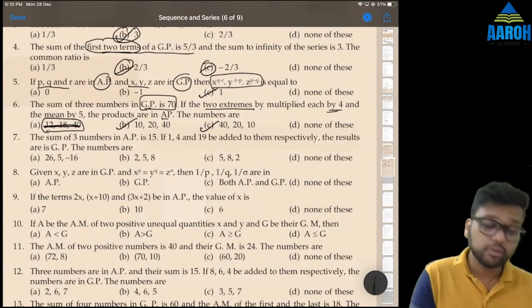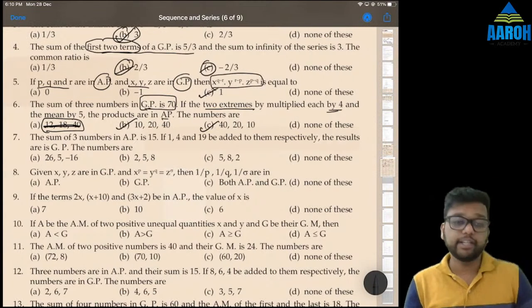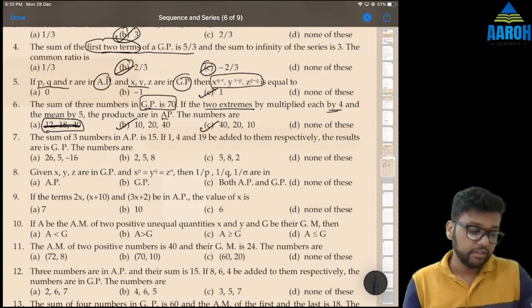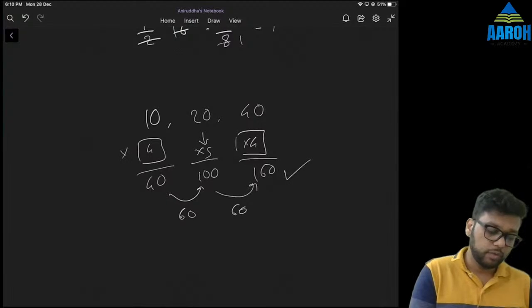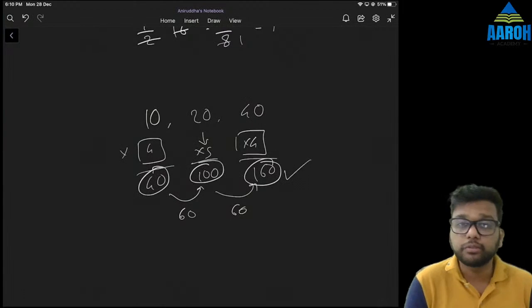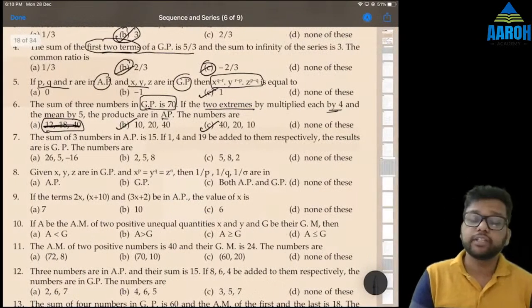But then C is also the correct answer, because 40, 20, 10 are also in geometric progression. And if we multiply this, then it is going to be just opposite, 160, 100 and then 40. So that is also in AP. So B and C both are the correct answers.